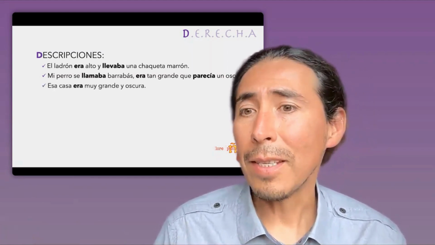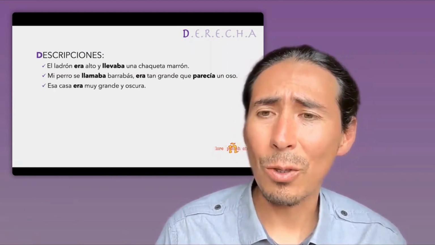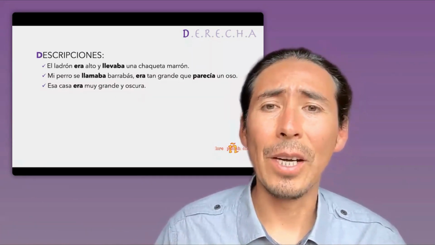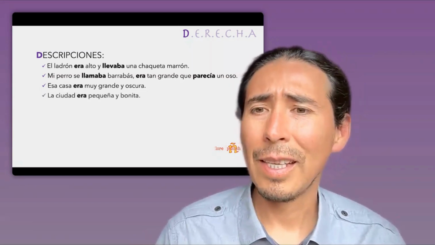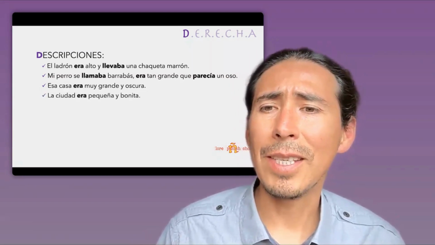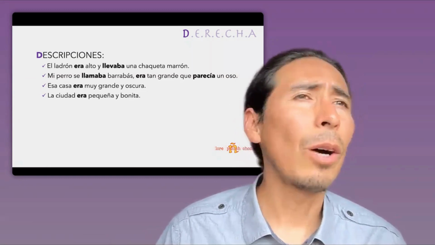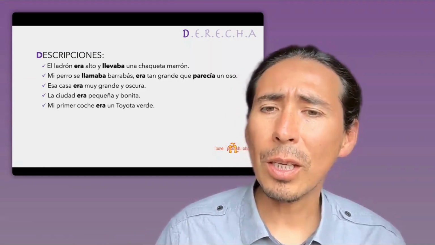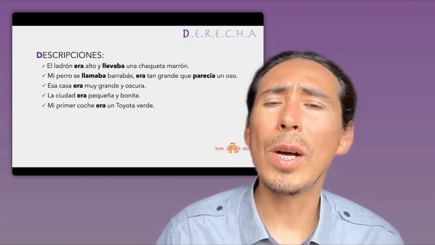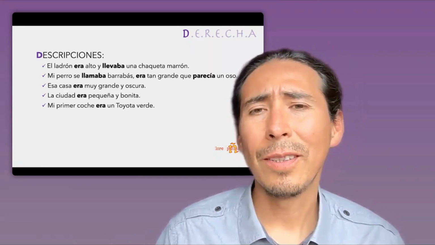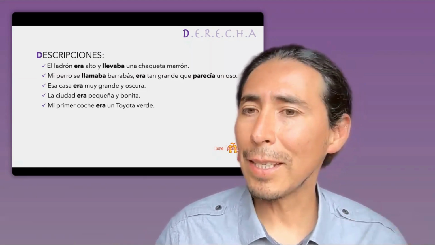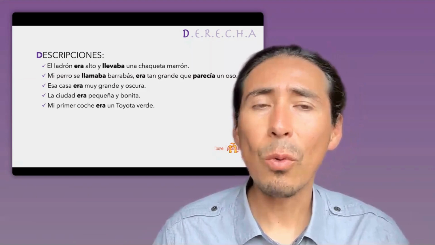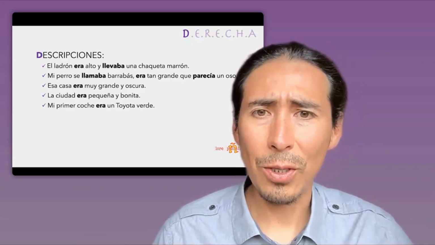Now, places, like esa casa era muy grande y oscura. That house was very big and dark. La ciudad era pequeña y bonita. The city was small and beautiful. Nowadays, the city is huge. Mi primer coche era un Toyota verde. My first car was a green Toyota. So we are describing places, people, animals, objects. We can do all descriptions.